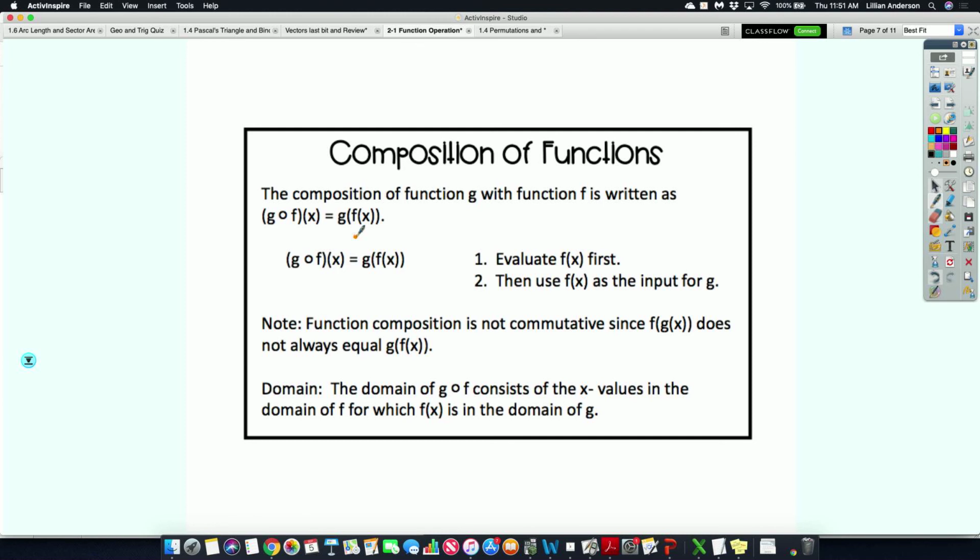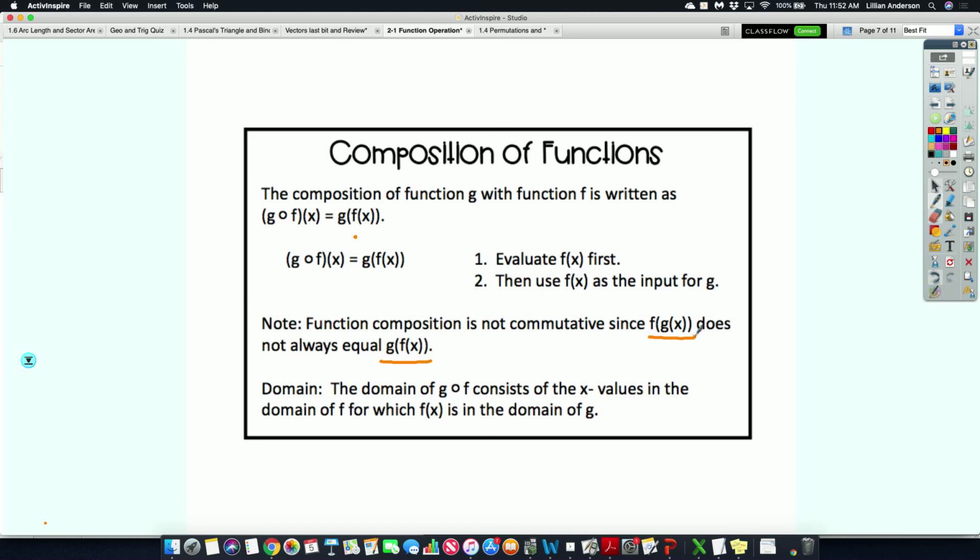Now you can do this one of 2 ways. You can either evaluate f of x first and then use f of x as an input of g of x. It kind of depends on what it's asking you to do, and so I'll explain that a little bit later. Please note, there's a big difference between f of g of x and g of f of x. And they don't always equal each other, okay? These are saying 2 different things.